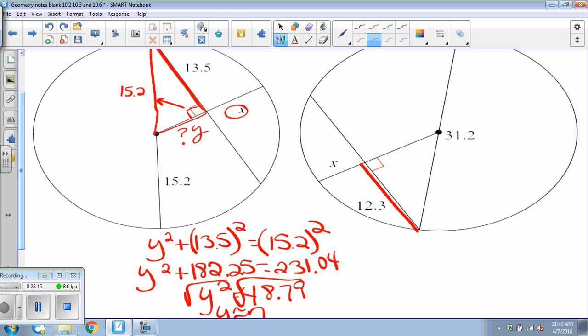So we subtract 15.2 minus 7, and you get x equals 8.2. What's the subtraction? 15.2, because this whole thing is 15.2, because that's the radius. So 15.2 minus 7 is 8.2.